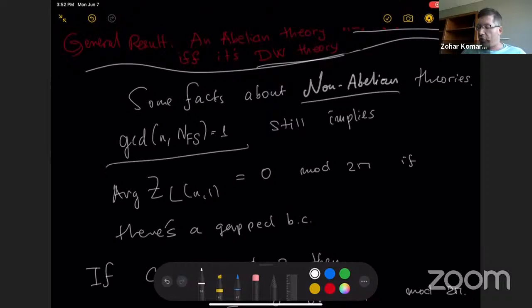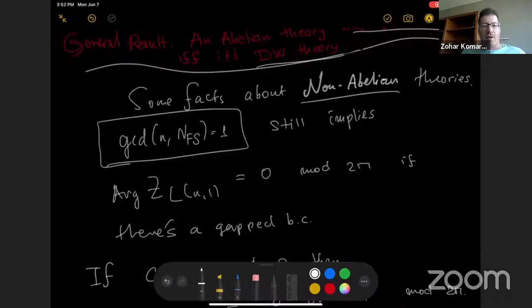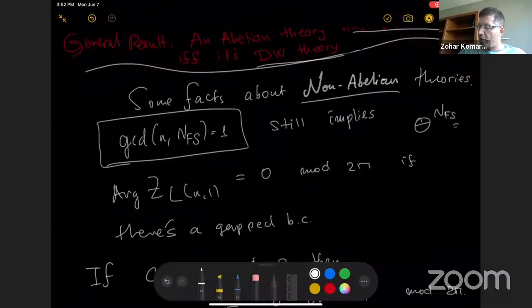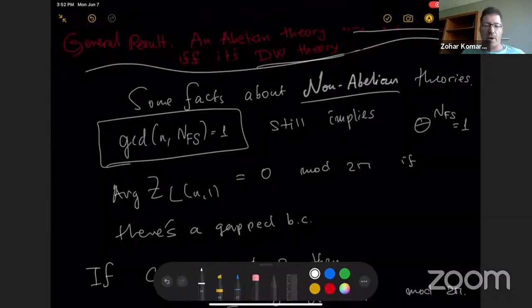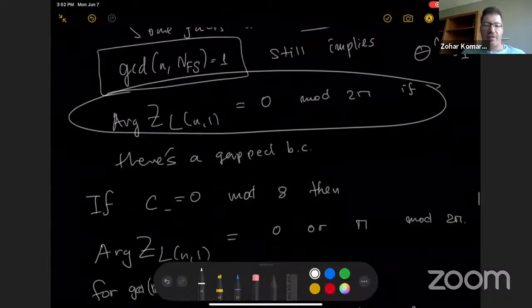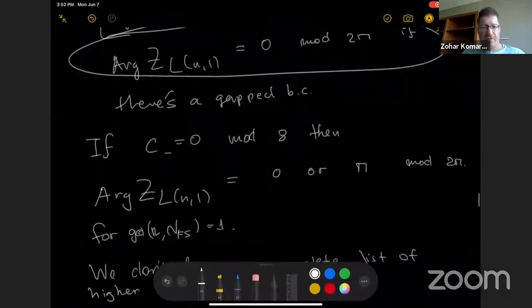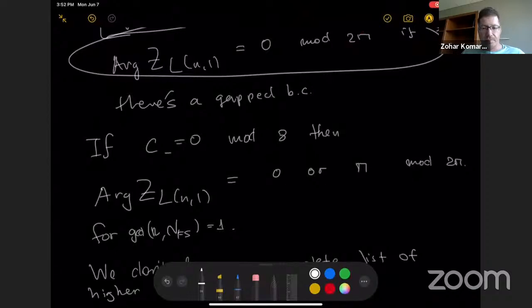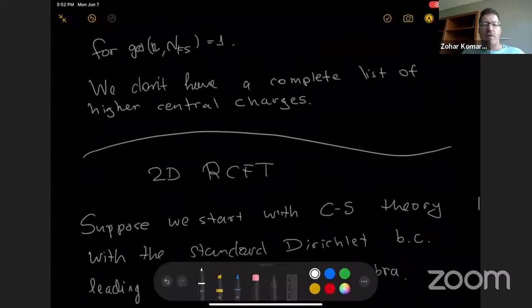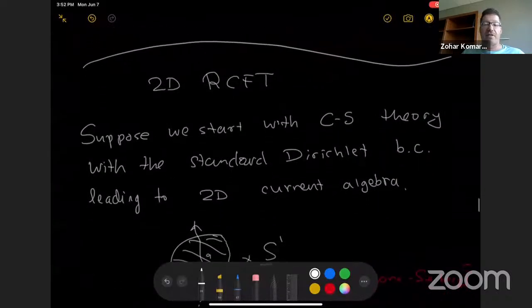There is a similar GCD condition where N_FS is defined as before as the smallest integer such that all the topological spins raised to that power are 1. And these are obstructions even for non-abelian theories. So these higher central charges can be defined also for non-abelian theories. There are more facts that you can prove about these higher central charges, but I'm going to jump to the RCFT. I think this is a very interesting and very cute way to think about gapped boundaries. And I want to explain the RCFT point of view.